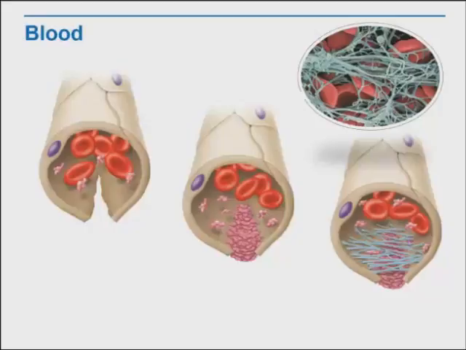Albumin and globulins transport substances such as fatty acids, hormones, and vitamins. Albumin also plays an important role in regulating osmotic pressure. Some globulins fight viral and bacterial infections. Fibrinogen is necessary for blood to clot.